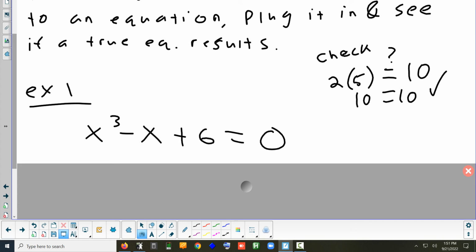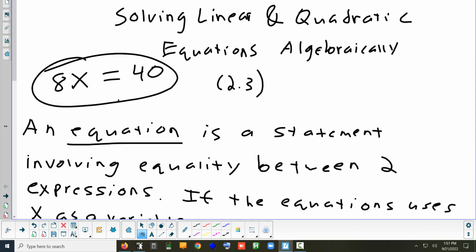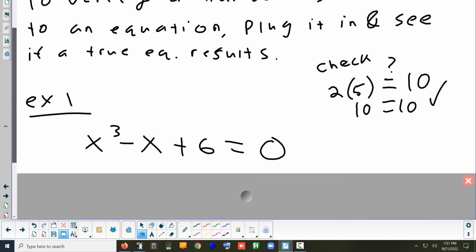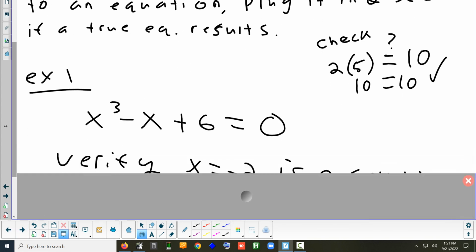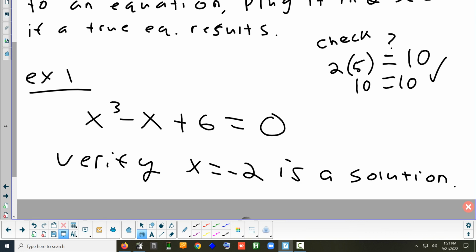Now, what kind of equation is that? The highest exponent is a 3. I think we mentioned it yesterday, yeah? It's cubic. Well, that's not an equation we're talking about today when we solve it. So, I wouldn't make you solve something like that. What I might make you do, though, is check that -2 is a solution.